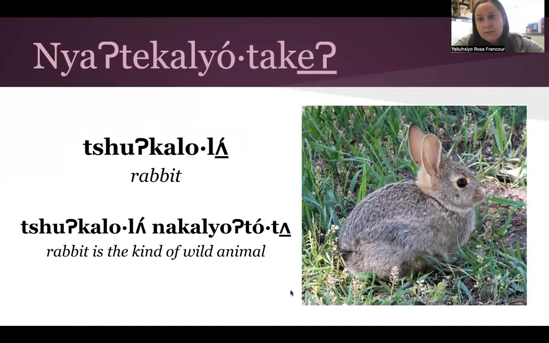There are multiple pronunciations that I've heard for this word, so I'll try to go over two of them. Chunkalola is one pronunciation for rabbit. I have also heard tsunkalol or tsunkalola for rabbit. Just FYI, this is the word for rabbit, but it has a couple pronunciations. Okay, so tsunkalo or tsunkalola, chunkalo or chunkalola. Just one of those pronunciations used in a sentence: Tsunkalola nagaliot dod, a rabbit is this kind of wild animal.